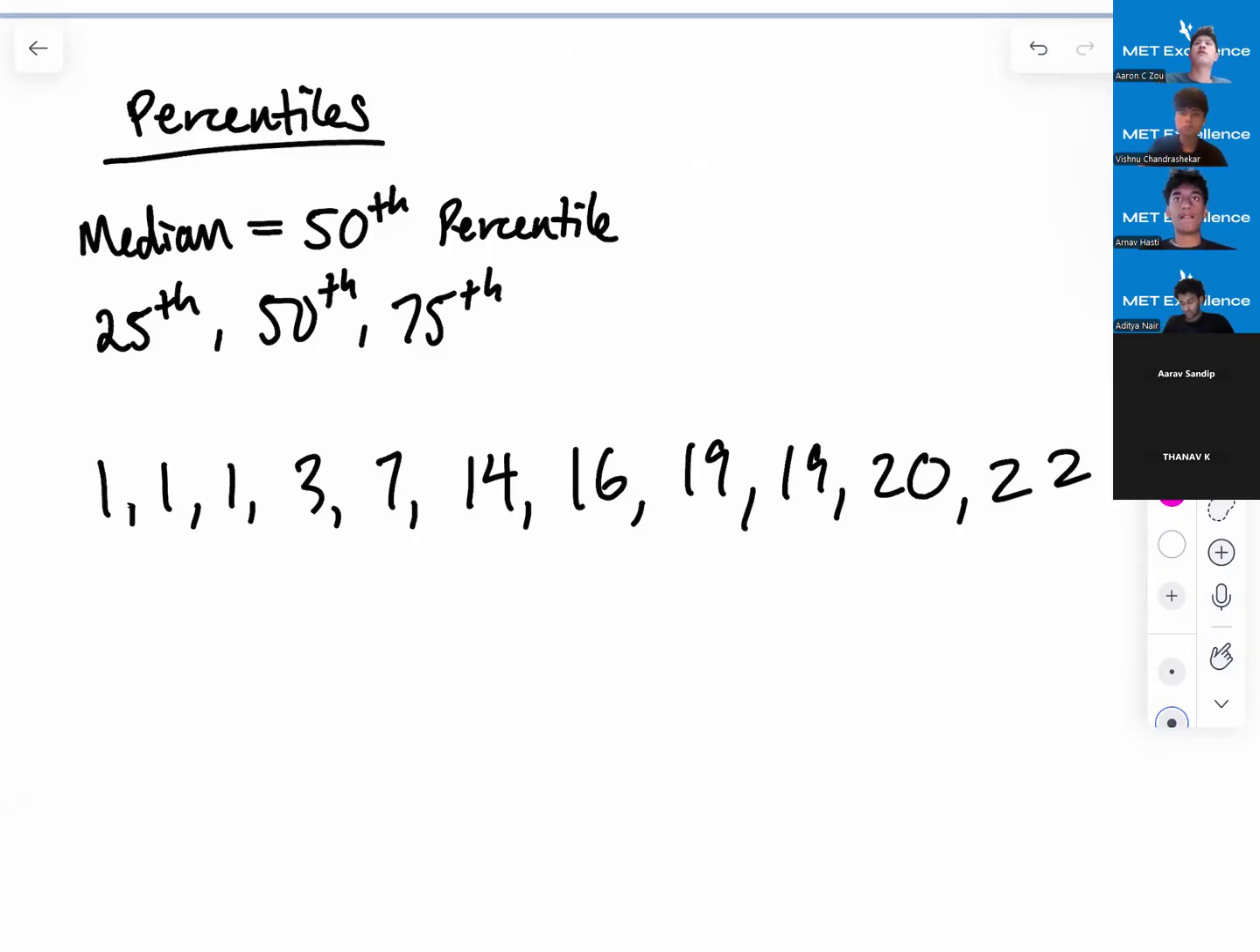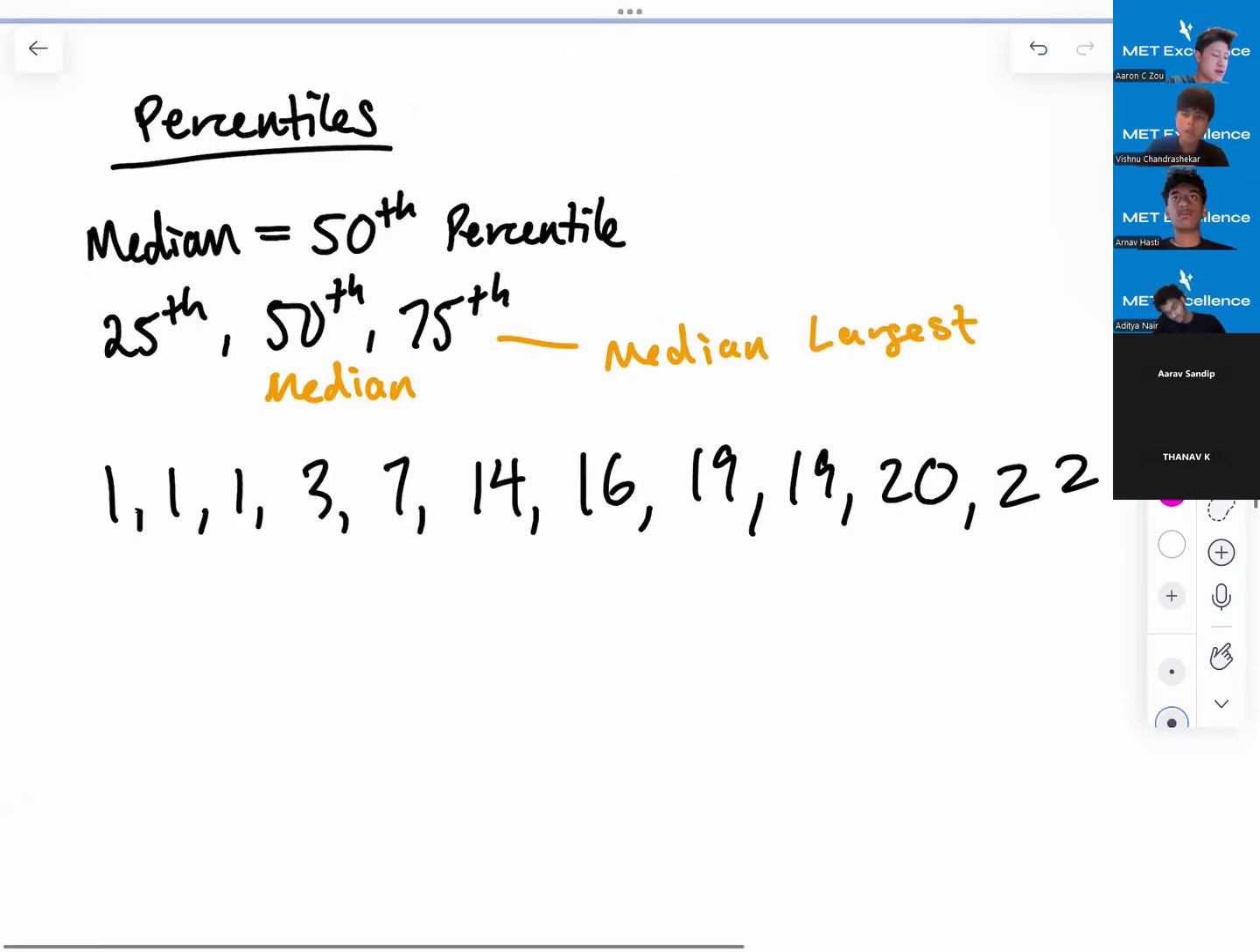So just to reiterate, the 50th percentile, remember, this is the median. The 75th percentile is the number between the median and the largest number. And the 25th percentile is a number between the smallest and the median.